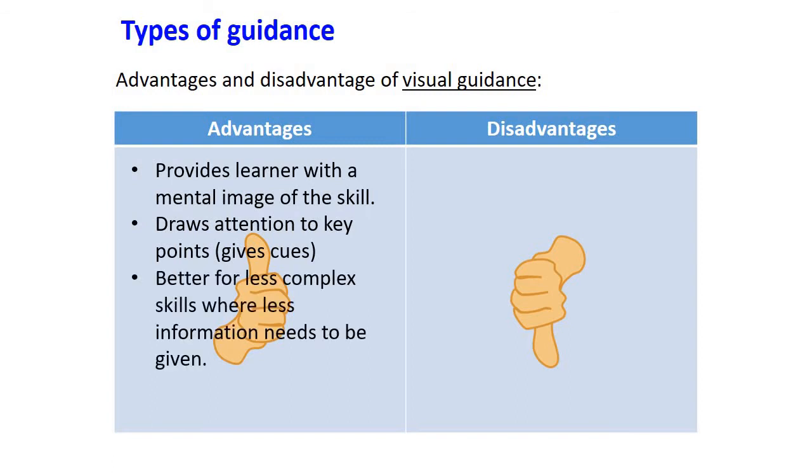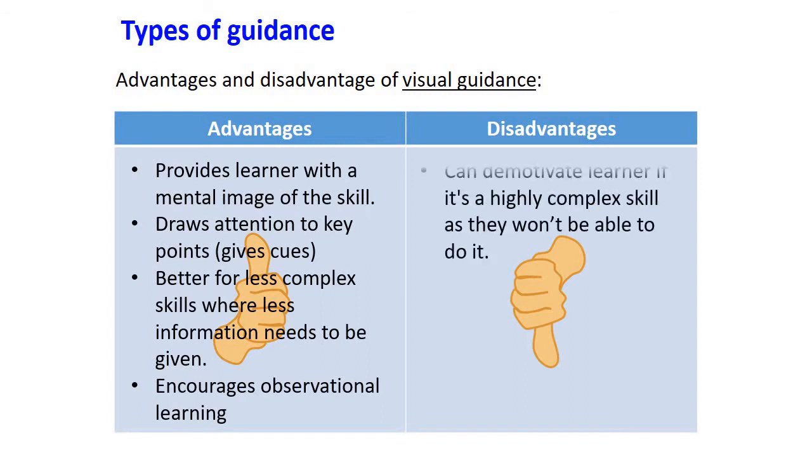It's better for less complex skills, where less information needs to be given. If you're trying to copy a very complex skill, there's lots to remember and lots to do. But maybe we can break the skill down and give demonstrations of the different parts. And it encourages that observational learning. When we talked about different theories of learning, this really encourages that observational learning.